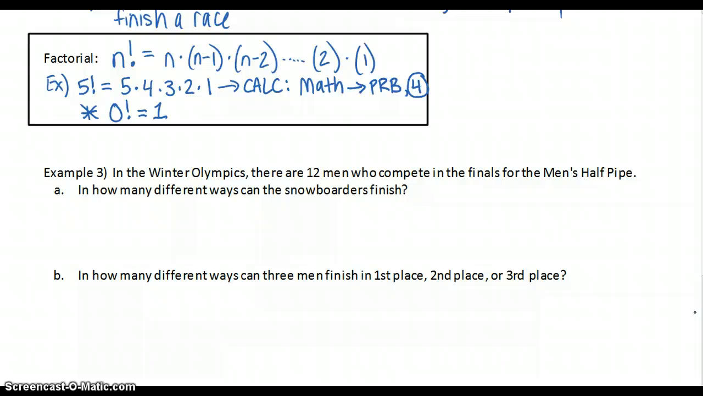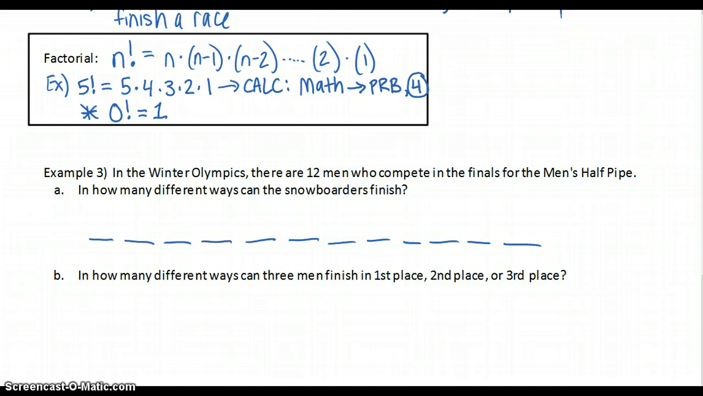So example 3. In the Winter Olympics, there are 12 men who compete in the finals for the men's halfpipe. True fact. In how many different ways can the snowboarders finish? Well, we've got 12 different places that they can finish in. So I'm going to make 12 different lines. 1, 2, 3, 4, 5, 6, 7, 8, 9, 10, 11, 12.